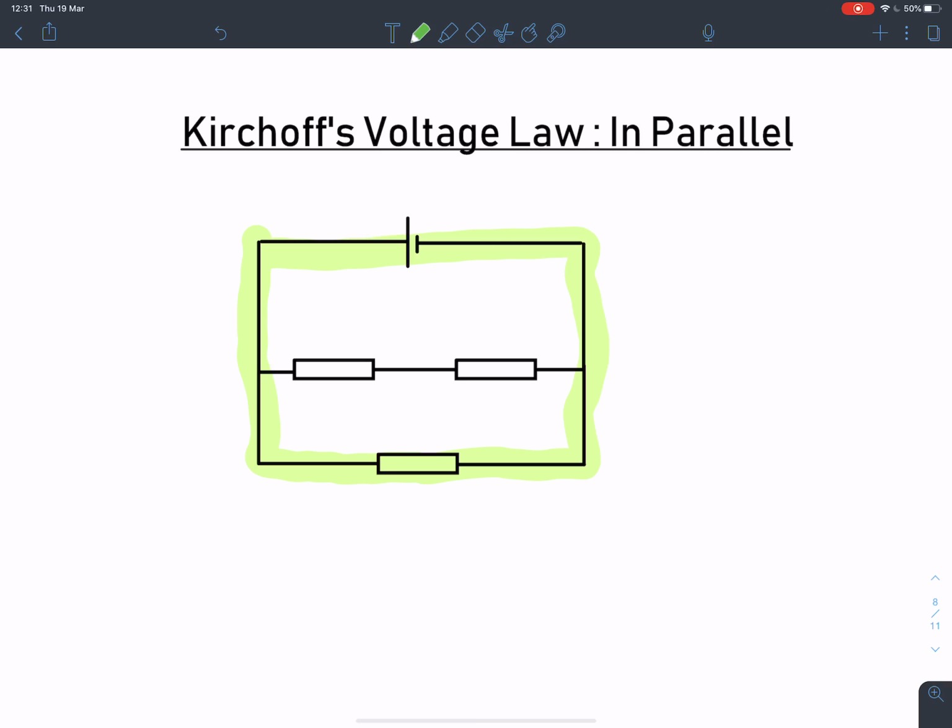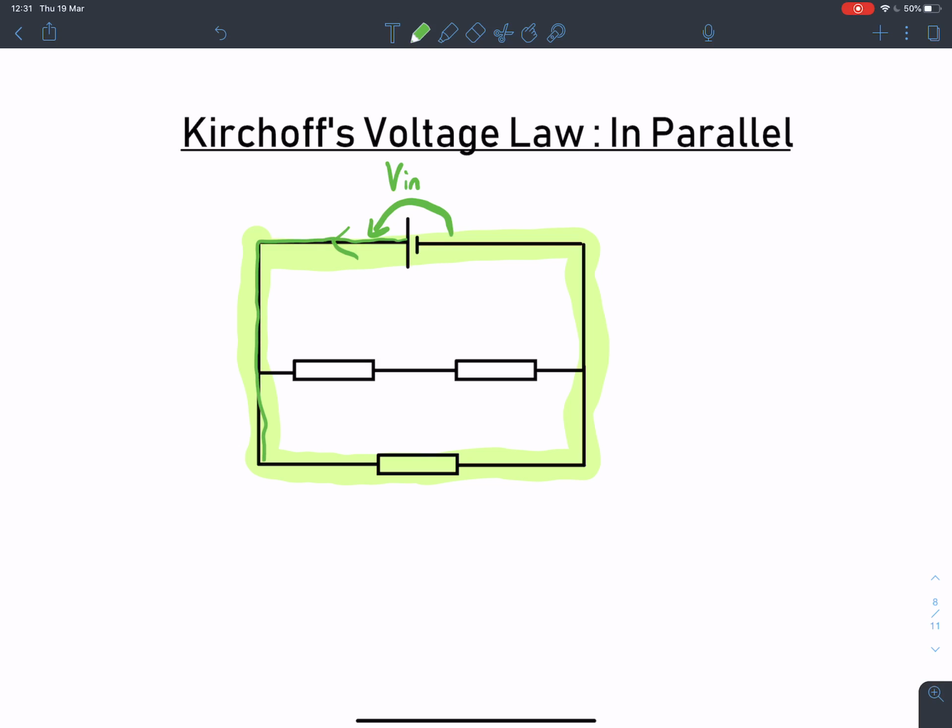So here, what can we say? Well, I've got an EMF due to this cell at the top. Let's call that V in. Now notice the arrow I've used, that's to show the direction that we're going. What we're going to do now is follow this loop around this direction, so we're going to go anti-clockwise. Following this loop around, we're looking for any sources of EMF or potential difference.